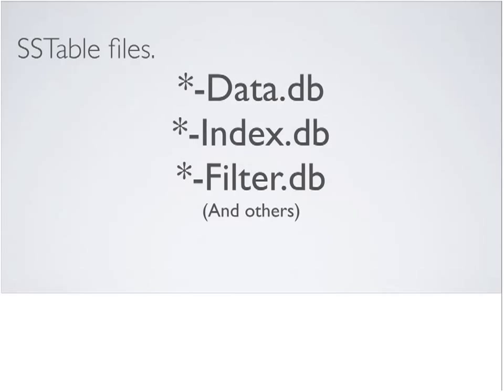On disk, you'll find several files. The most important ones are the DataDB, and the star on this slide is roughly going to be the keyspace and your column family name and the unique identifier for this SS table and its on-disk version format and things. But we have a DataDB, which contains your actual rows and the columns and their values. We have an IndexDB, which is an index of all the rows in the DataDB. So this has the row key and then the offset in the DataDB.